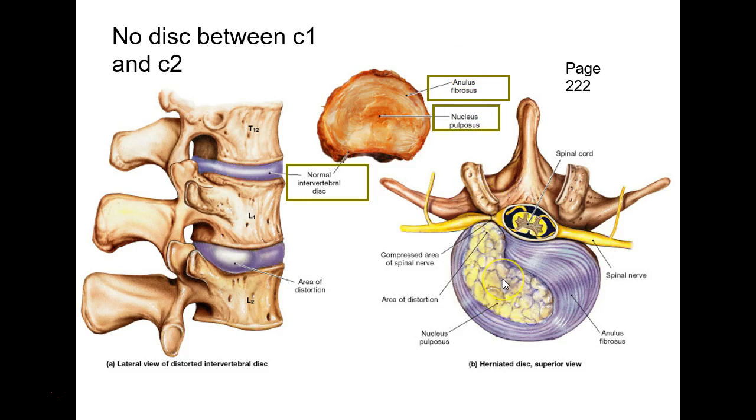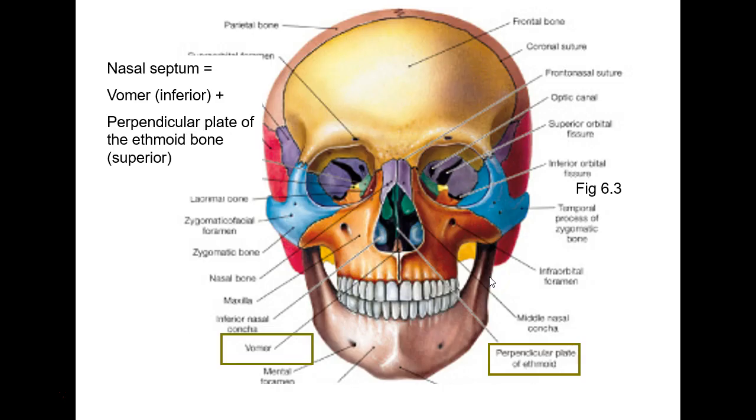Inside of a disc it's pulpy. It's kind of mushy. And it's kind of like a shock absorber. And that's called the nucleus pulposus. Here, this is herniated. So this is a problem. This disc is herniated and it's pressing on the spinal nerve. Can cause problems, right? All right.